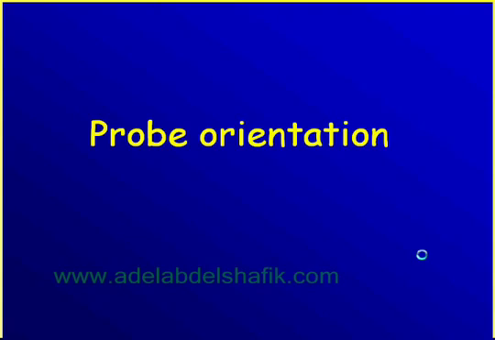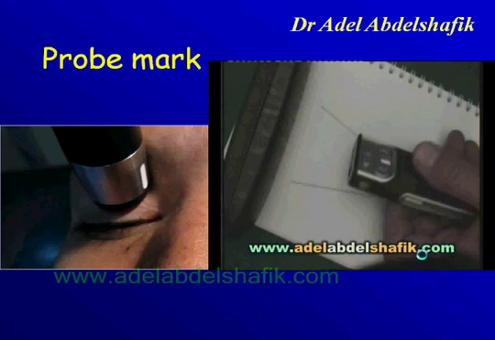Now, the next point is the probe orientation. This is the B probe. We get a mark. This mark tells me on the screen display where the ultrasound is moving. Here I'm putting the mark on the nasal side, so the probe is moving from nasal to temporal. So the upper part of the screen will show me the nasal area, and the lower part of the screen will show me the temporal area.